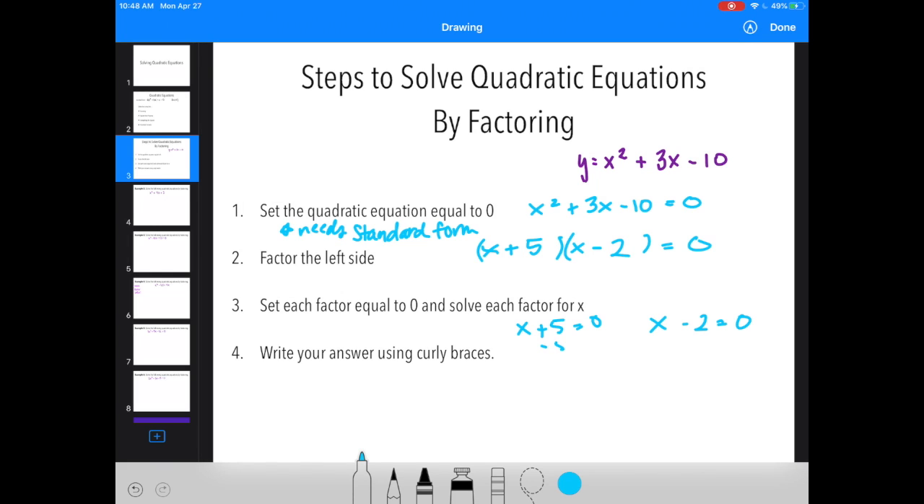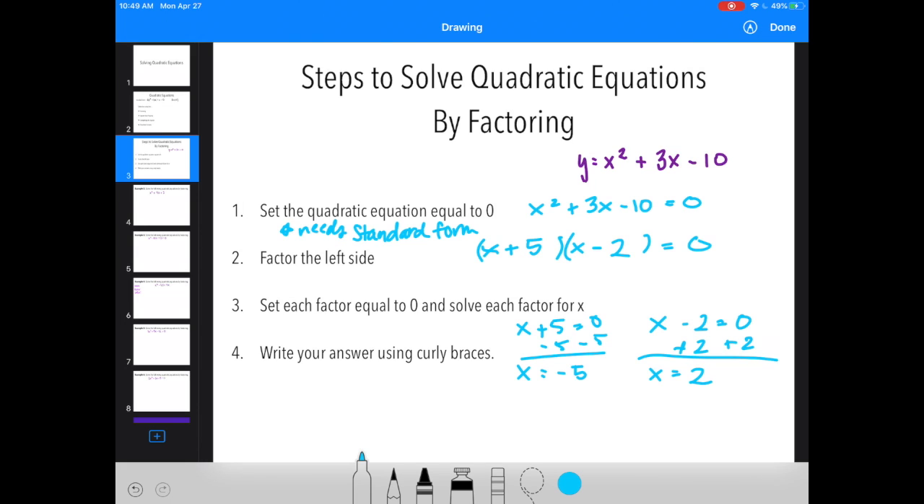Now that I've broken up, I'm going to solve. All right, so minus 5, I have x equals minus 5, and plus 2, I have x equals 2. All right, now that I have that broken up, that's my final answer.